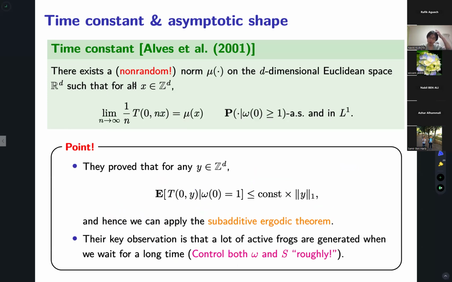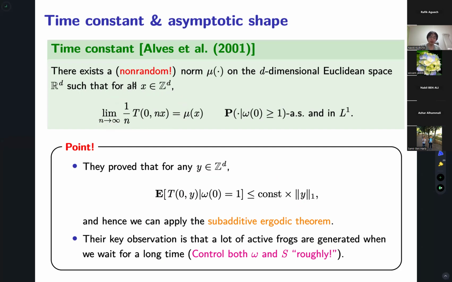Okay, but to get this asymptotic behavior, the following is an important point. Mainly, Alves et al. prove the integrability of the first passage time. So with the other essential property of the first passage time and this integrability, we can use the subadditive ergodic theorem to observe the asymptotic behavior of the first passage time in this way.